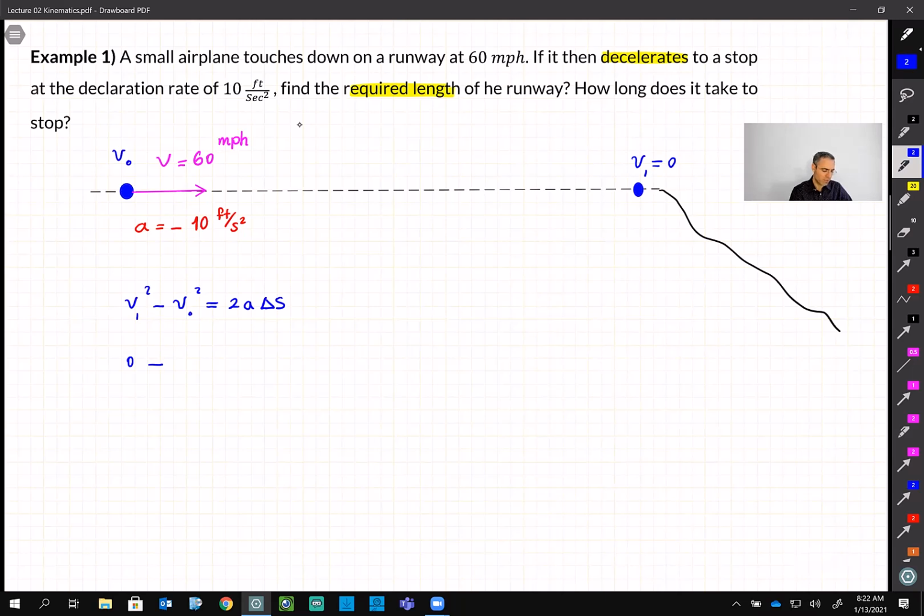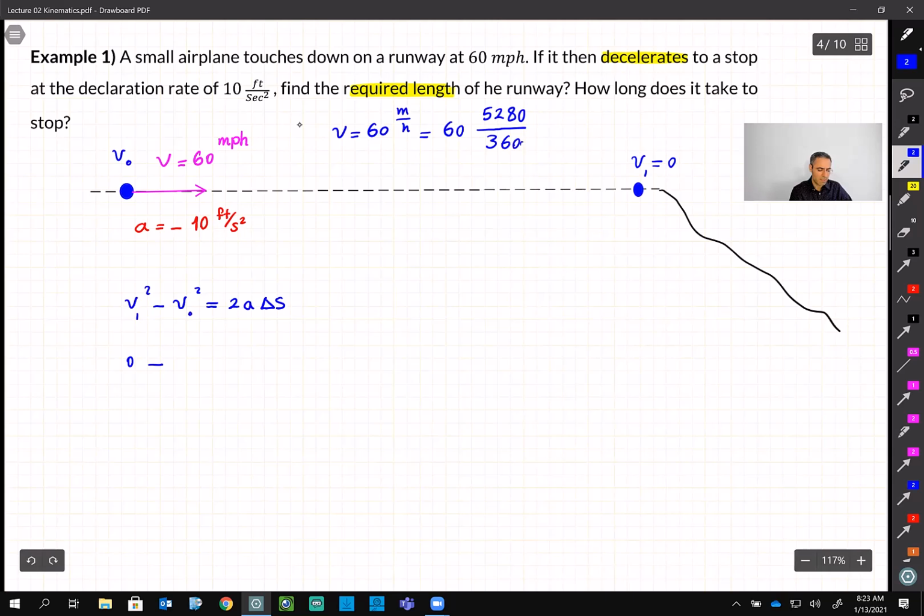I'm going to convert then these to 60. Let me write it down here. So we have 60 miles per hour, right? Or if I want to write it mathematically, 60 miles per hour. So we know that in each mile there are 5,280 feet, and every hour we know it is 3,600 seconds. So this is our velocity then.